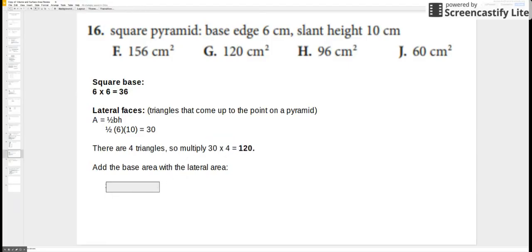Now, there are 4 triangles, though, so you would multiply 30 times 4 to get 120. So then you would add up the 36, the base, plus 120 to get your total to be 156. So it would be F.